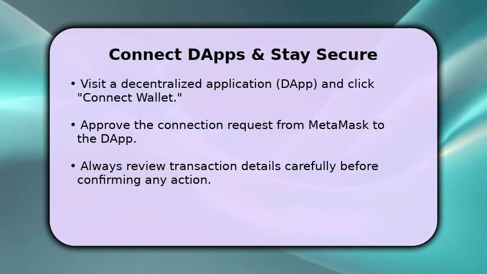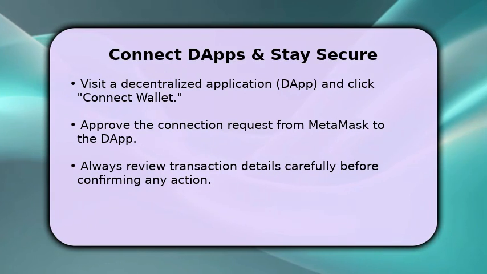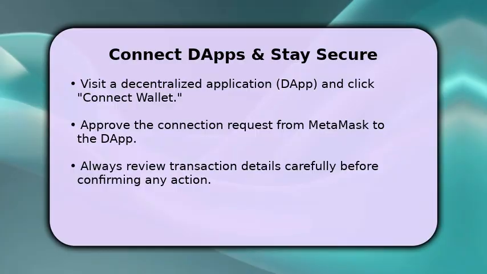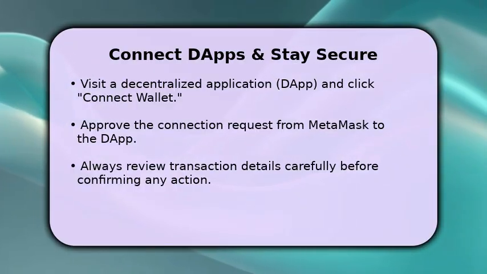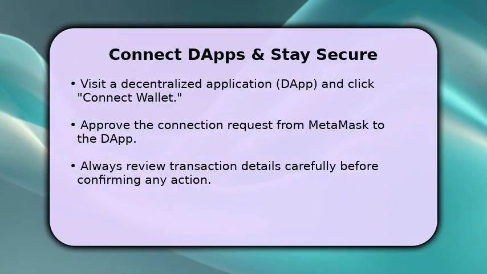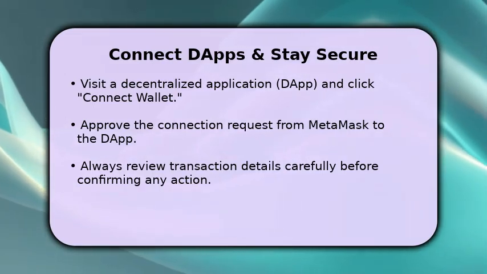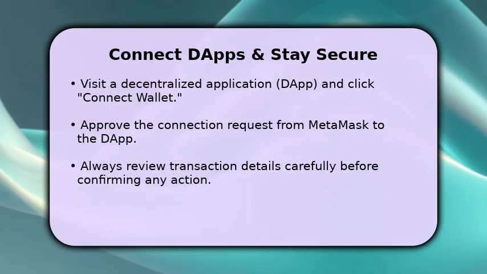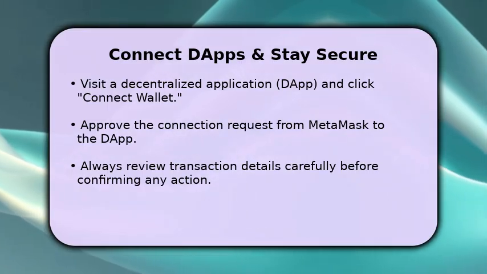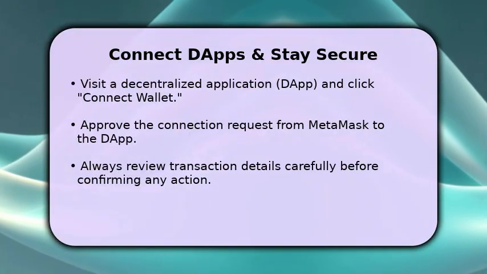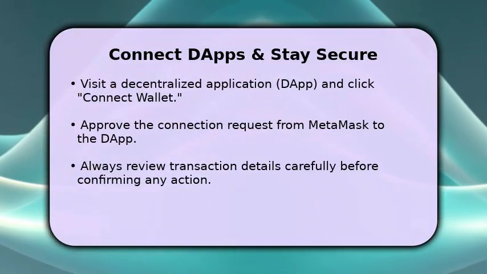Finally, let's connect to decentralized applications. When you visit a D-app, look for a Connect Wallet button. Click it, and MetaMask will prompt you to approve the connection. Always double-check the D-app's URL to ensure it's legitimate. Before confirming any transaction, carefully review all the details presented by MetaMask. For enhanced security, remember to lock your wallet or log out when you're finished using it.